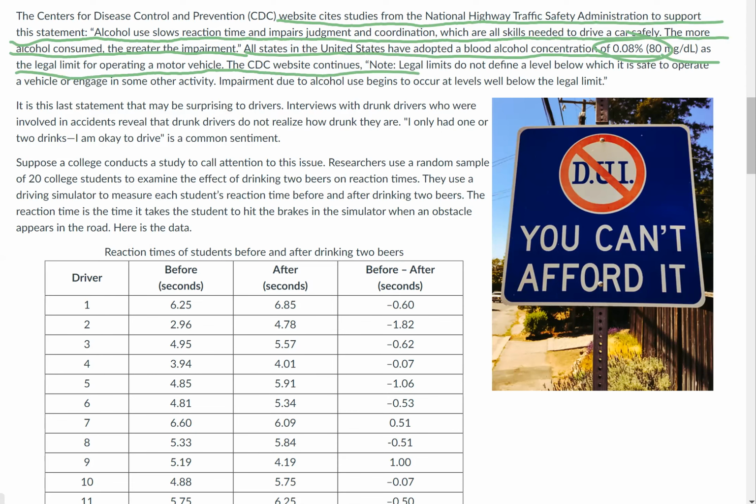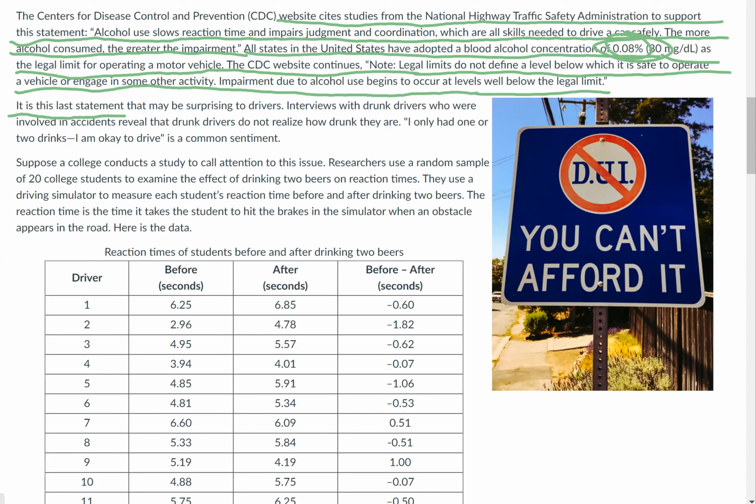The CDC website continues, "Note, legal limits do not define a level below which it is safe to operate a vehicle or engage in some other activity. Impairment due to alcohol use begins to occur at levels well below the legal limit." So they're saying even if you take a breathalyzer test and your alcohol concentration is less than 0.08, that doesn't mean you're good to drive. That's where you could get in big trouble, but below that, you should still be careful if you're drinking.